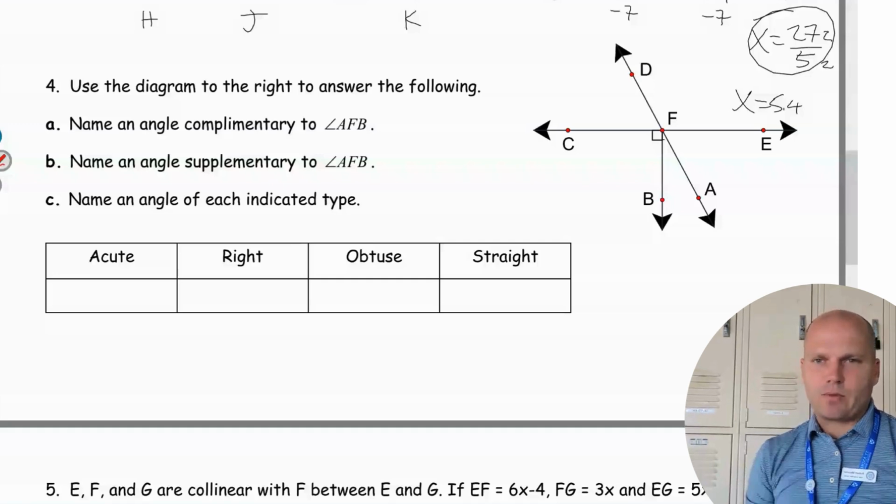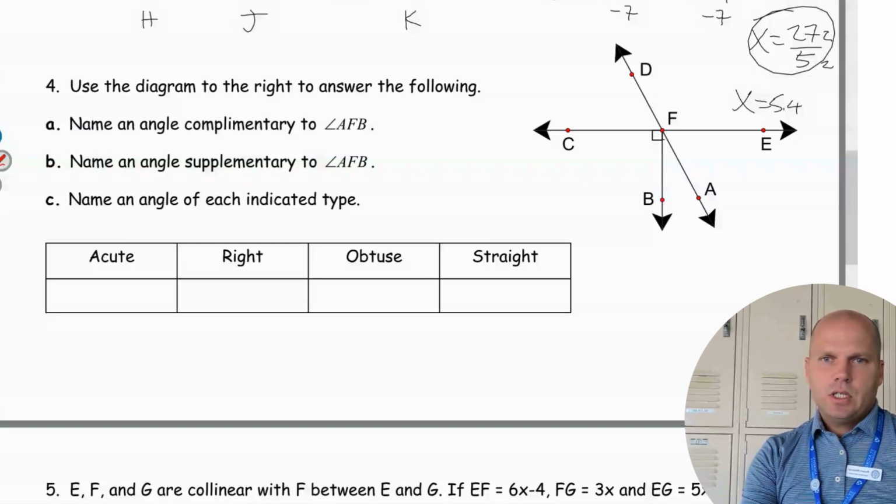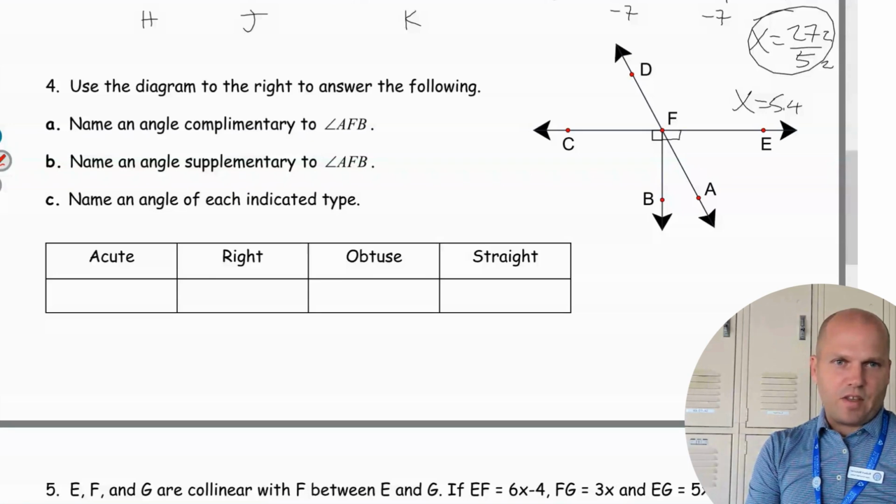All right, now some practice with terminology. Complementary angles, supplementary angles, etc. What is complementary to AFB? Well, if CFB is a right angle and CE has this line segment F coming from it, then that means BFE must be a right angle. That means these two angles must be complementary to each other. AFB must be complementary to AFE.